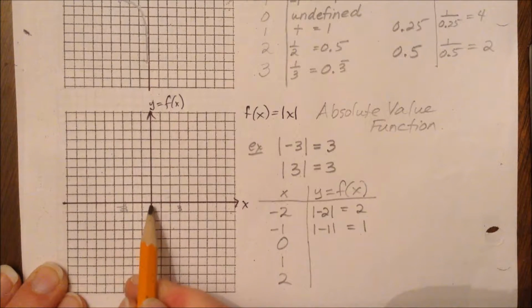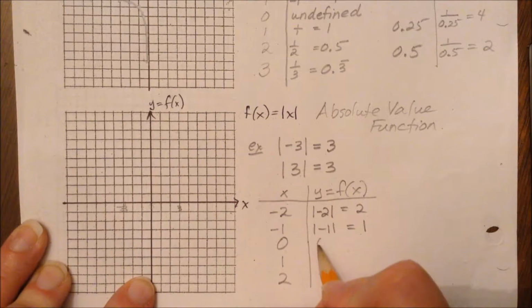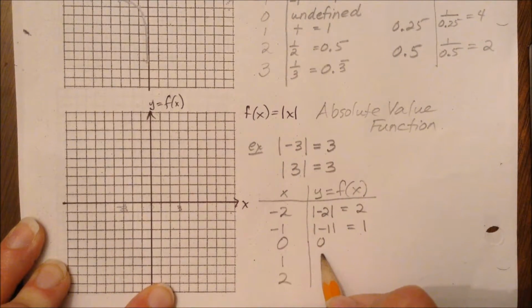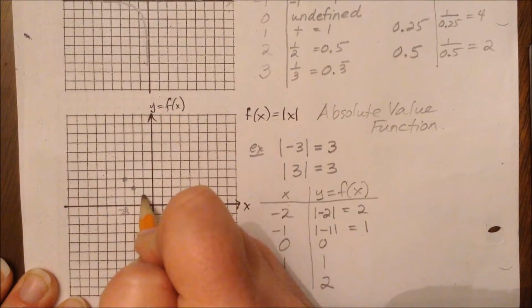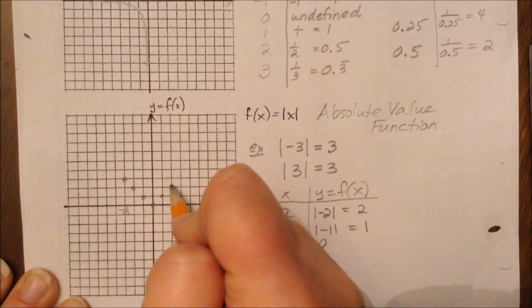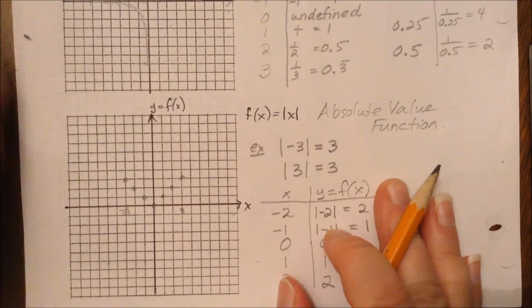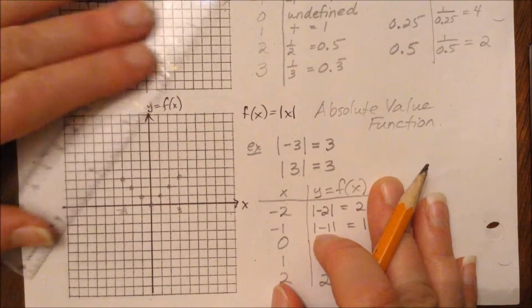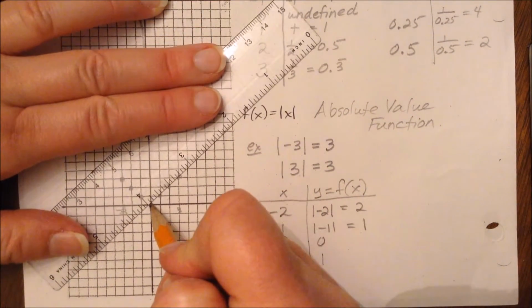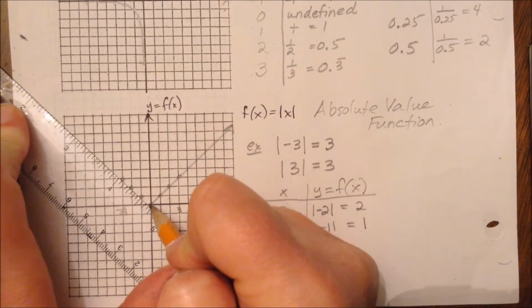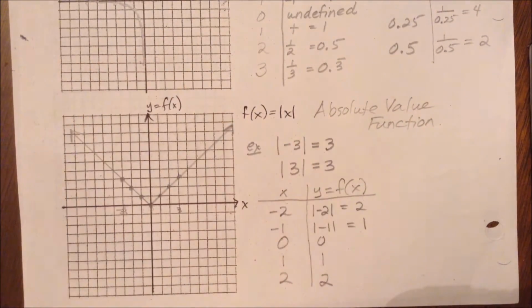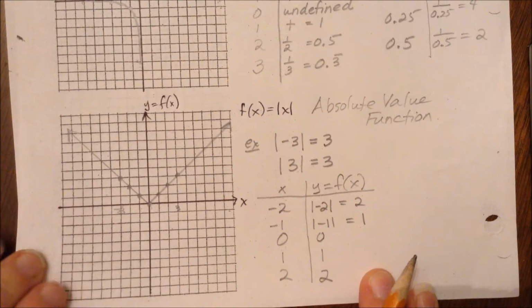Absolute value of 0, well, it's right here. It's on the y-axis, so it's just 0. Absolute value of 1 is 1, and of 2 is 2. So we end up with -3, 3, -2, 2, etc. Plotting these points. Look at that nice shape. The points line up in a straight line. So we need our ruler to connect those together. Nice tidy function. And there is the absolute value of x.